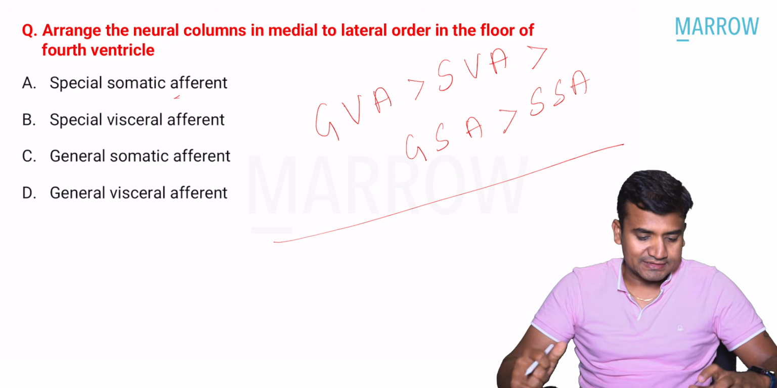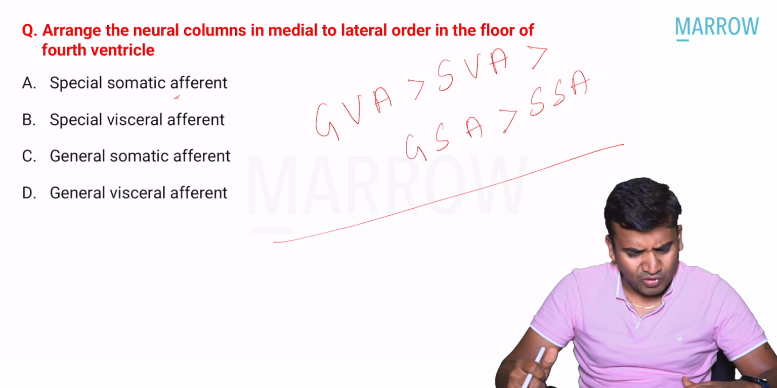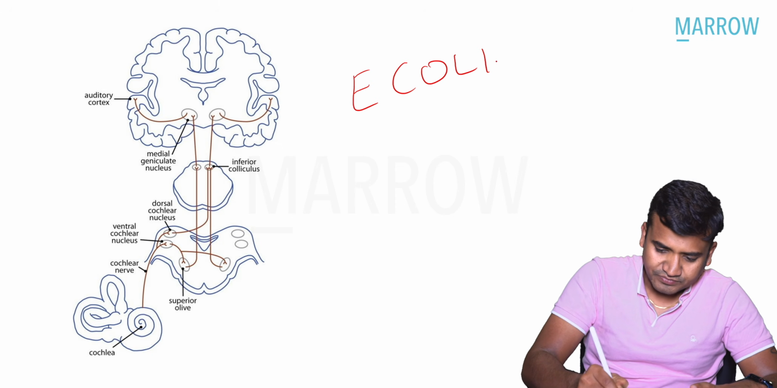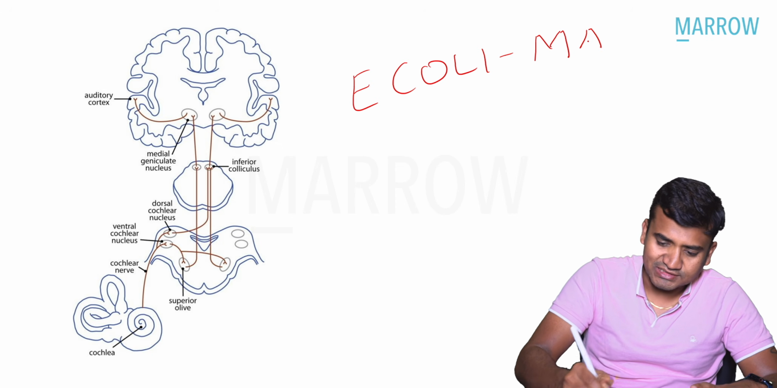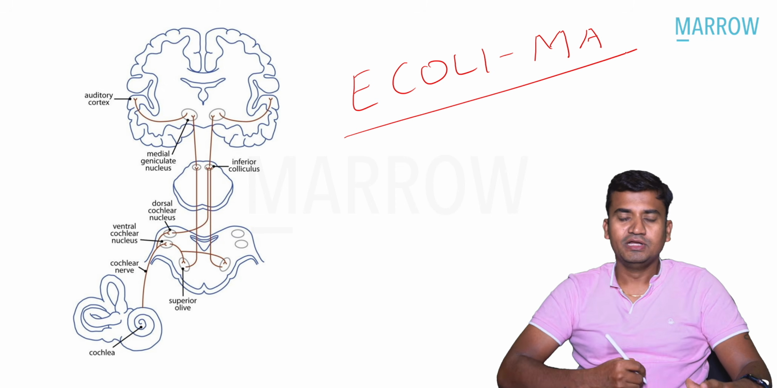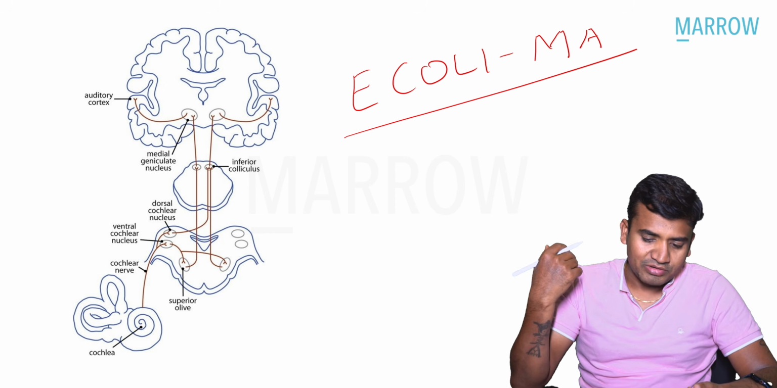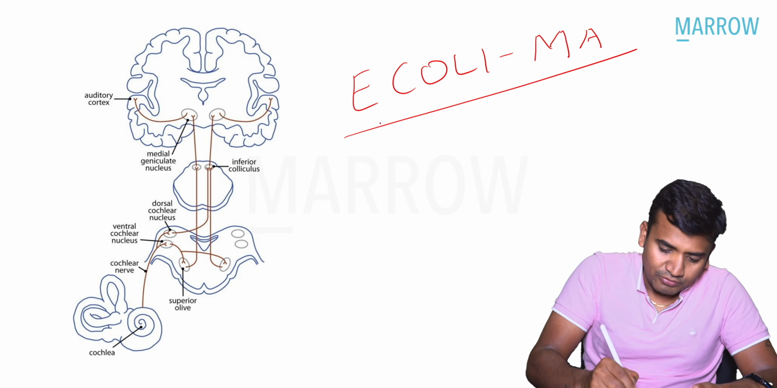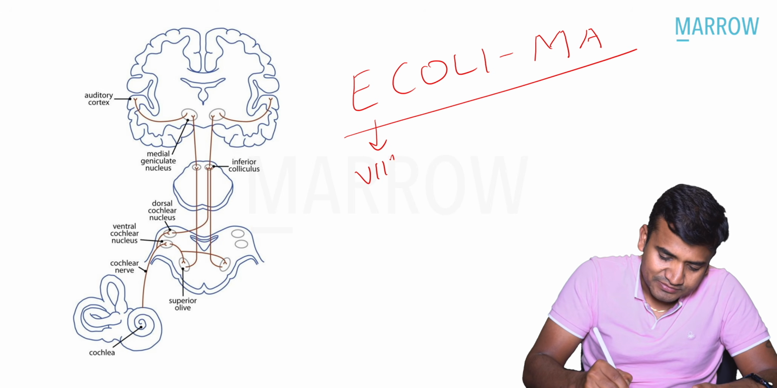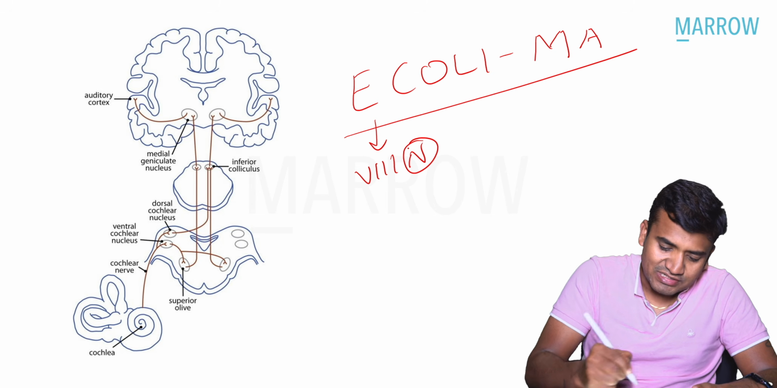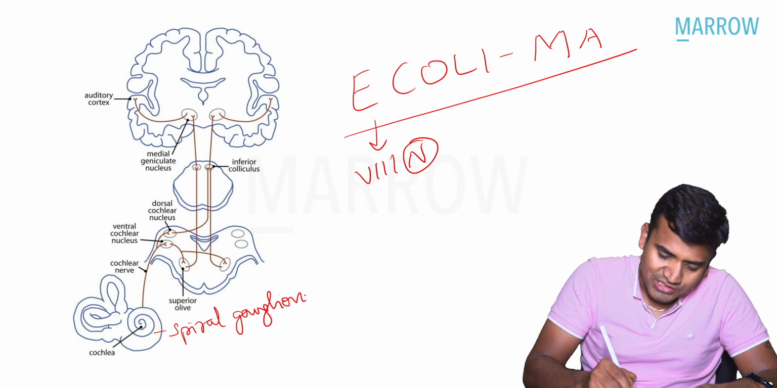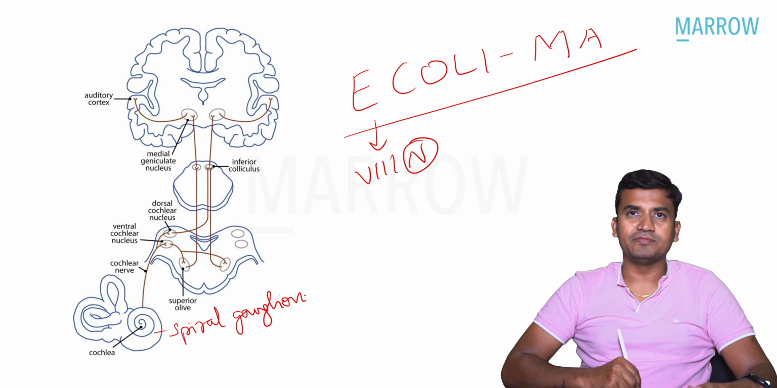Okay, right. So now, again, very old mnemonic. The mnemonic is E. coli ma. I hope you know that. So E. coli ma is a mnemonic to remember the structures involved in the auditory pathway. Now E is our 8th nerve. Now 8th nerve is arising from spiral ganglion. Very good. So spiral ganglion, the processes axons, which in turn give rise to 8th nerve.